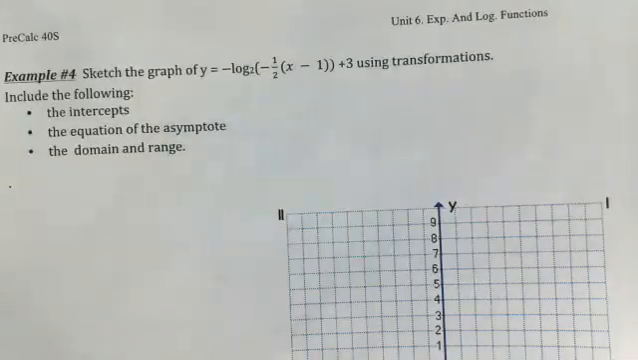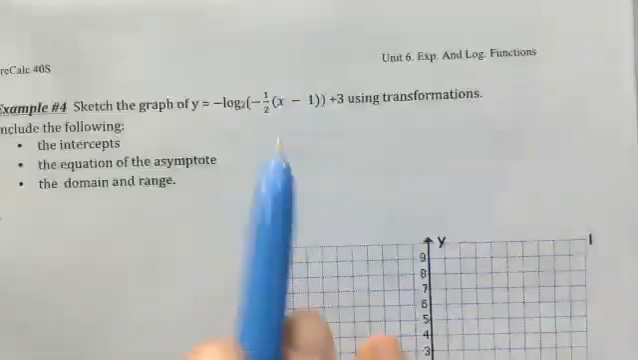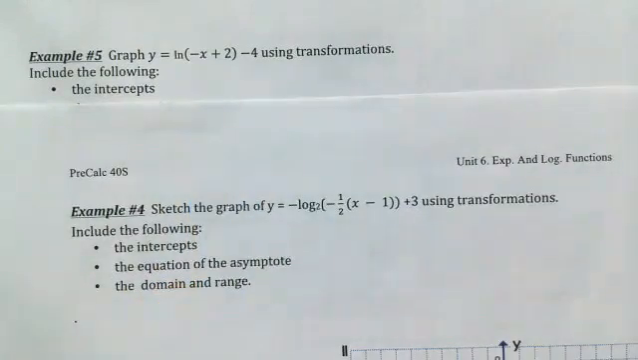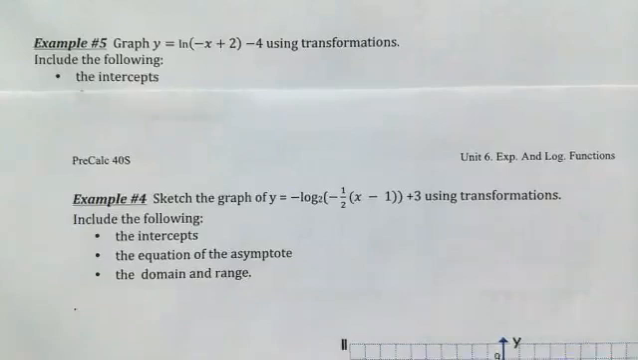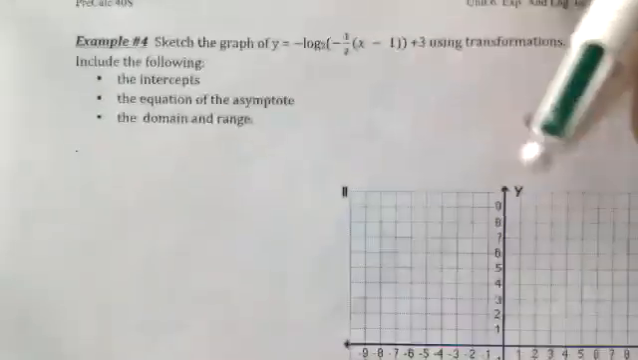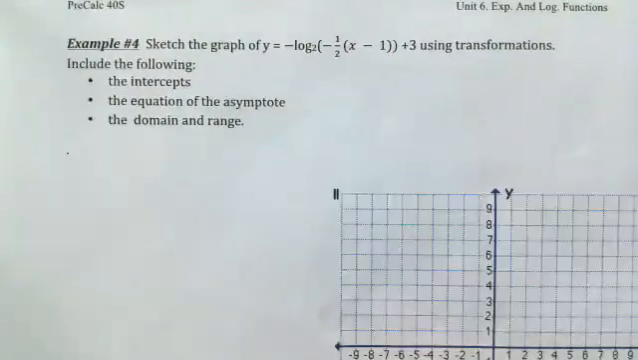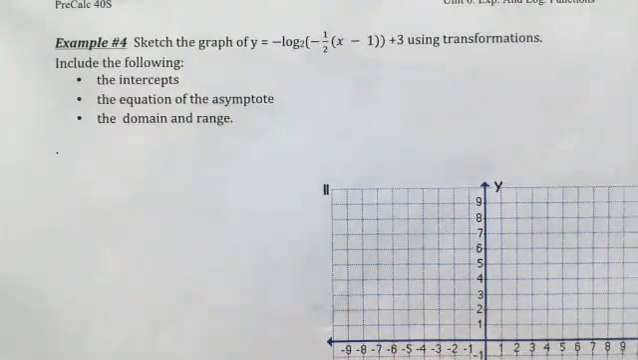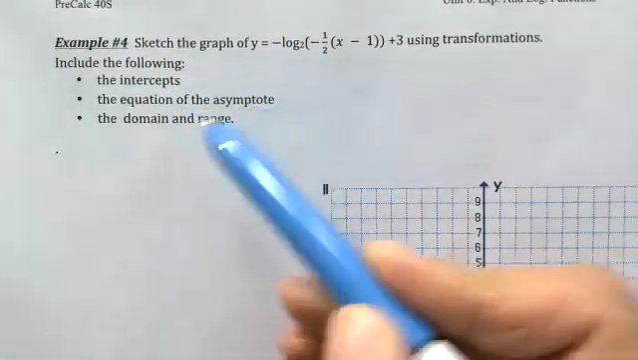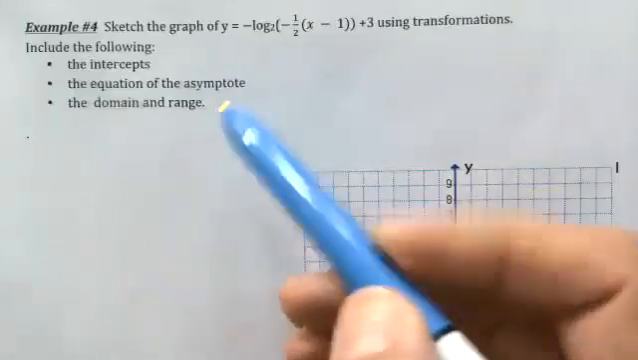So I'm doing one more transformation. I'm going to use points for this one, and then I'm going to do one with natural logs, just so you have one example with natural logarithmic functions too. But basically, after example 3, I've shown you everything. These are all extra examples, just so you can have more examples, but you don't really need all of them. So sketch the graph of y equals negative log base 2 of (-1/2 x minus 1), close both brackets, plus 3, using transformations, and again include the following: intercepts, equation of the asymptote, domain, and range.